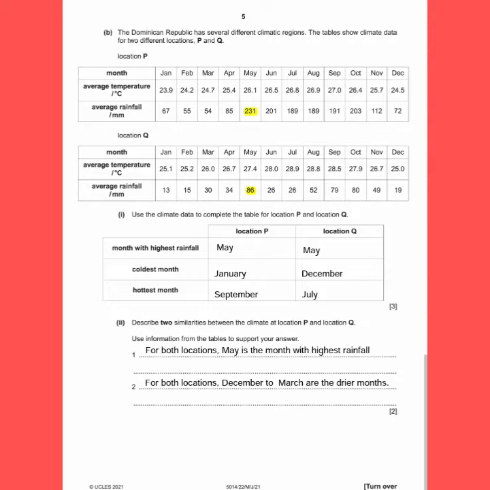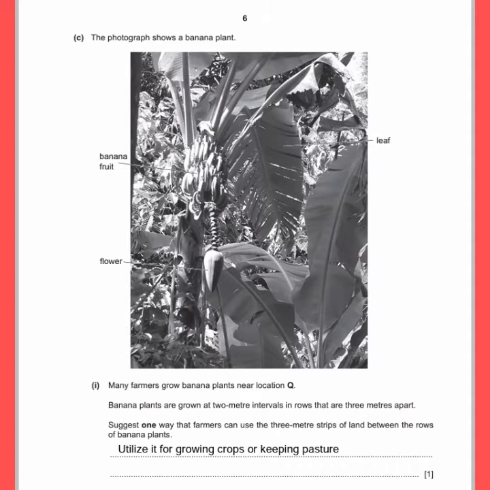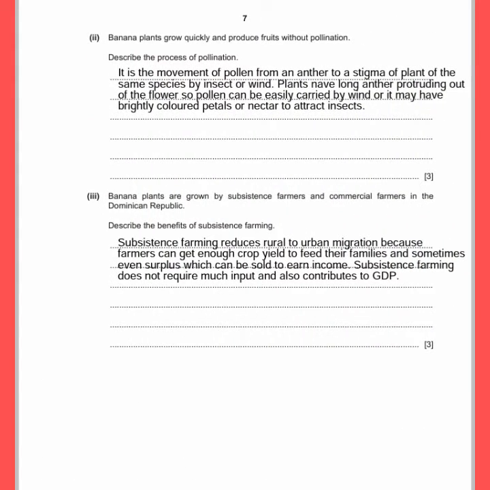Moving on, the photograph shows a banana plant. Many farmers grow banana plants near location Q. Banana plants are grown at 2-meter intervals in rows 3 meters apart. Suggest one way that farmers can use the 3-meter strips of land between the rows of banana plants. Of course, you have the idea of intercropping here. If you have some space between the banana plants, you can utilize it for growing crops or even keeping pasture. So, a very simple part. Then we have that banana plants grow quickly and produce fruits without pollination.